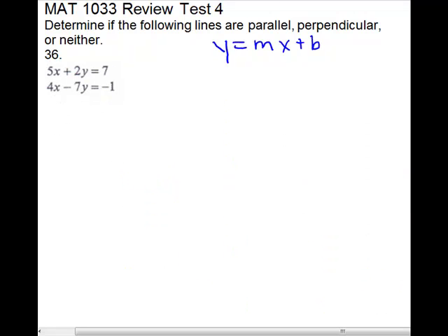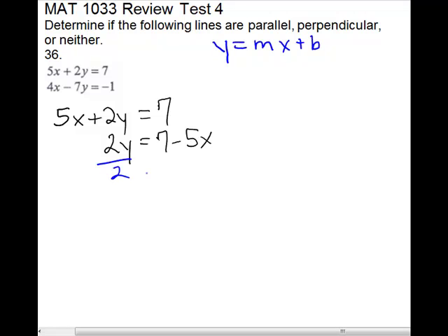Problem 36, same kind of question, parallel, perpendicular, or neither. So we need to find the slope. So we'll just have to find it on each line. So 5x plus 2y equals 7. We need to isolate the y. So subtract your 5x. Divide by 2. Clean up. And your slope on this one is a negative 5/2.